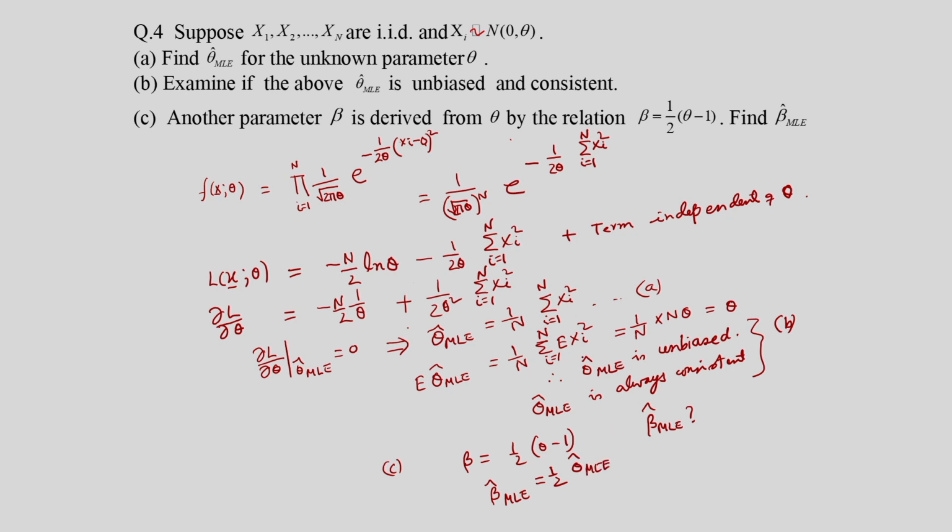which is given by this; theta hat MLE is given by this one. So, theta hat MLE minus 1. So, how do I get it? Using the invariance property of ML estimator. So, therefore, beta hat MLE will be given by this. We will go to the next question.